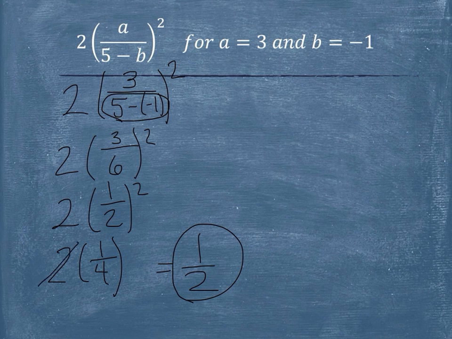Alright? Divide that by 2, that's 1. That becomes 2 1/2. So that's all we got. Just basically substituting it in, solving it, order of operations.